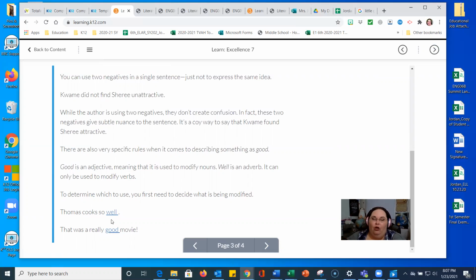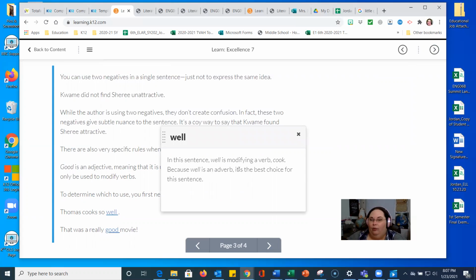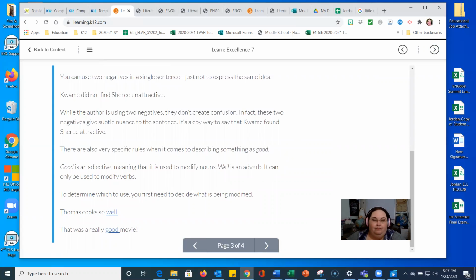Thomas cooks so well. Well is modifying cooks. Cooks is an action, which means it's a verb, so it is being used correctly in this sentence. In this sentence, well is modifying the verb cook. Because well is an adverb, it's the best choice for this sentence. You wouldn't say Thomas cooks so good. Thomas cooks so well.